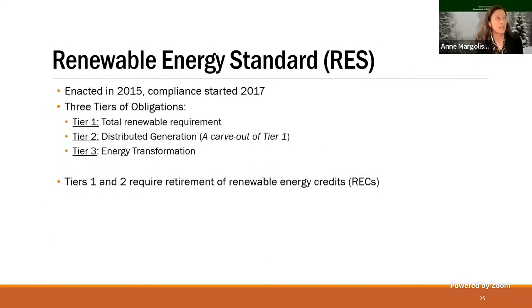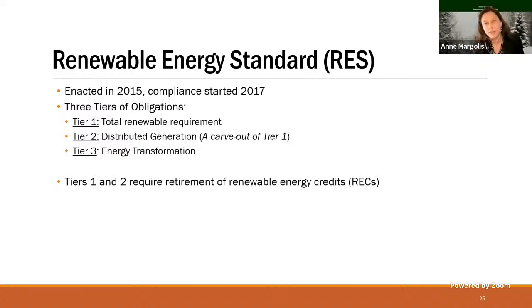The Renewable Energy Standard has 3 tiers. Again, it was enacted in 2015, Act 56 of 2015, and the compliance obligation started in 2017. So we're a few years into the Renewable Energy Standard now. We put out a Renewable Energy Standard annual report and a biennial report every year, and that's part of our annual energy report, Appendix B, I believe, if you want to get into the details there.